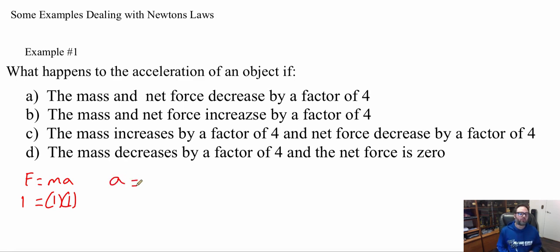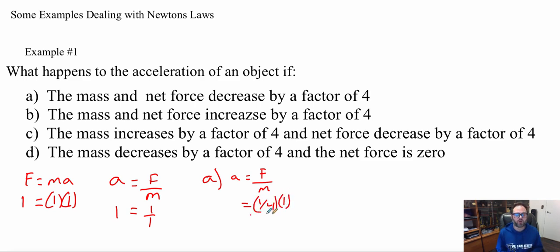If we rearrange that formula, we know that acceleration is equal to force divided by mass. So in other words, we could say 1 divided by 1. Now we're going to multiply that 1 by these ratios. So in my first example here, we say the mass and the net force decrease by a factor of 4. So that means we have 1/4 of 1 for my force, and we're going to divide that by 1/4 of 1 for my mass. And that ends up giving me 1. So in this case, my acceleration will not change.